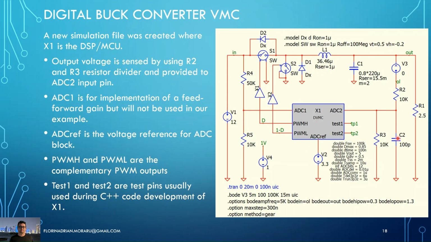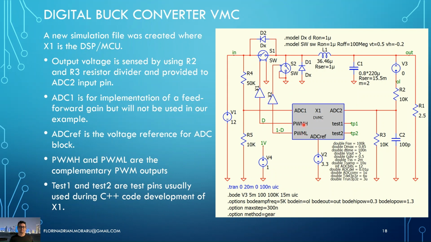Now I set up a new simulation. We have here a DLL block X1. We are sampling the output voltage with these resistor dividers R2 and R3. You see both are 10K, so the gain is 0.5. It goes to the ADC2. ADC1 samples the input voltage, but is not going to be used in this example. It will be for a later development to implement a feed-forward gain.